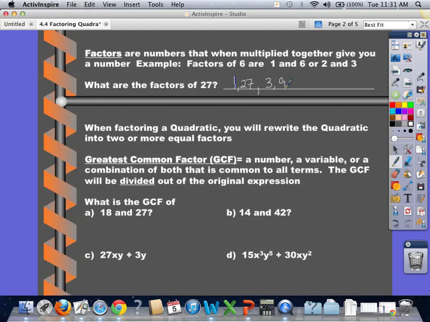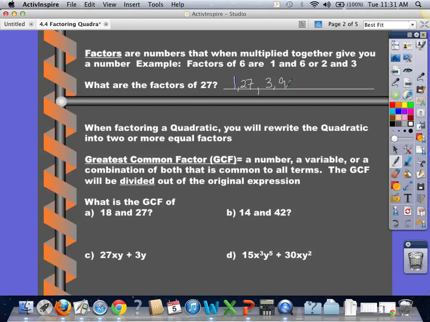Greatest common factor, of course, was GCF. And that's a number, a variable, or a combination of a number and variable that's common to all the terms. Okay, so it could be a number, a variable, or a number and variable. The GCF will be divided out of the original expression. So, example A says, what's the GCF of 18 and 27?